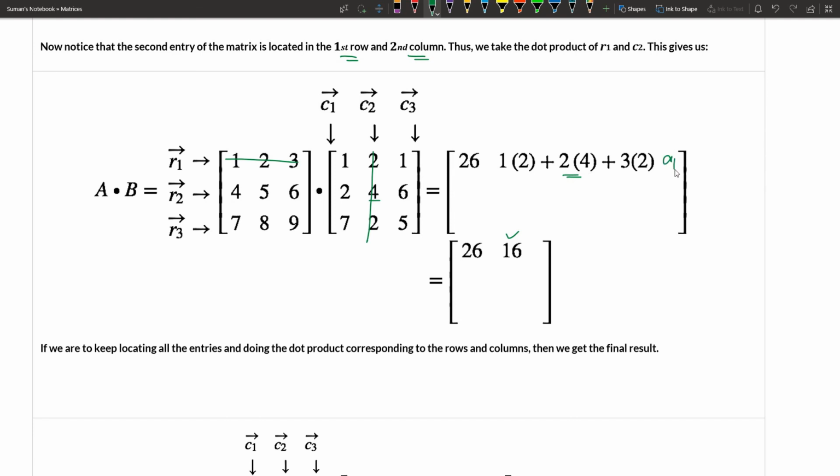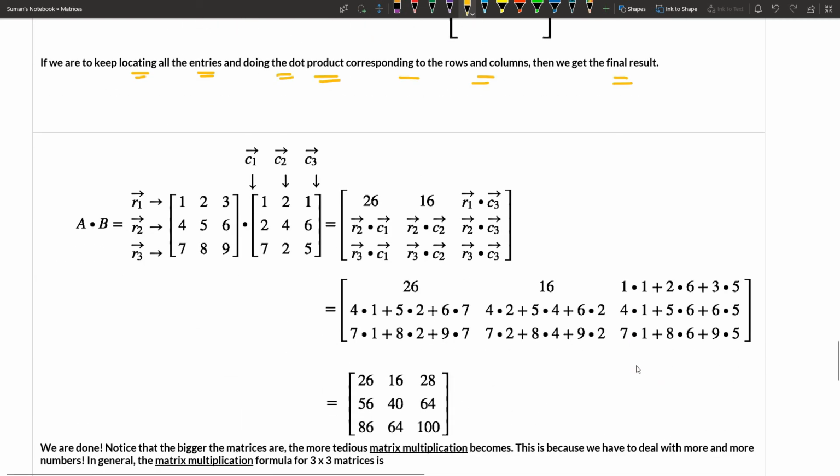So what should be the third entry? That means our A13, which is the first row and third column. Using yellow color, we take 1 into 1 plus 2 into 6 plus 3 into 5, and that is our A13. By doing the dot product for all the entries corresponding to the rows and columns, we get the final result.